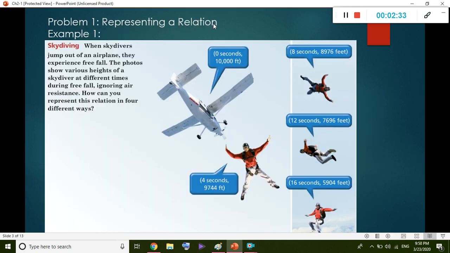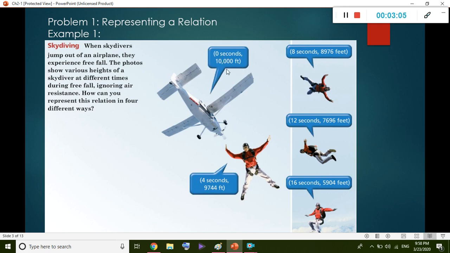Here, presenting a relation. This is the first problem. When skydivers jump out of an airplane, they experience free fall. The photos show various heights of a skydiver at different times during free fall, ignoring air resistance. How can you present this relation in 4 different ways? So here we're having this skydiver jumping off a plane, and here they're having a relation of seconds with feet. So here, this is the first relation.